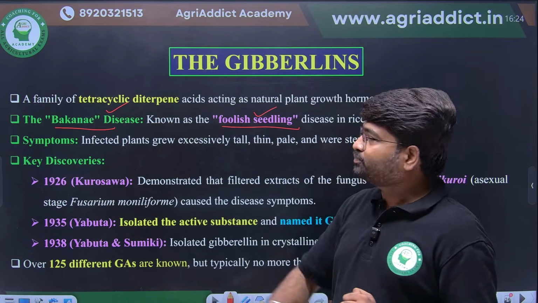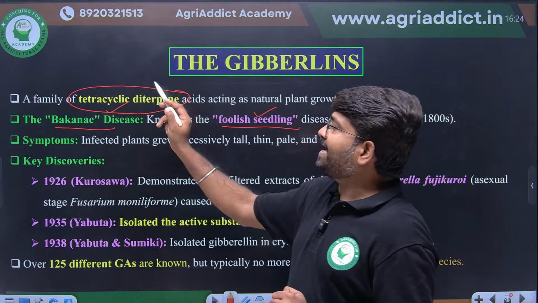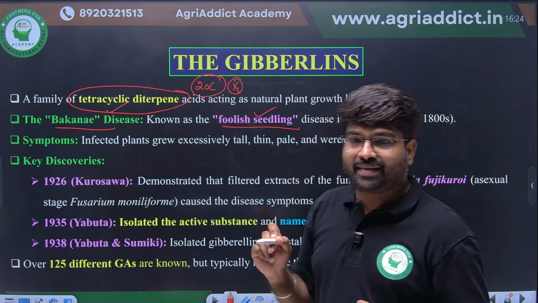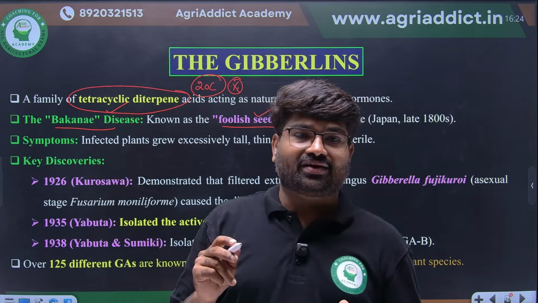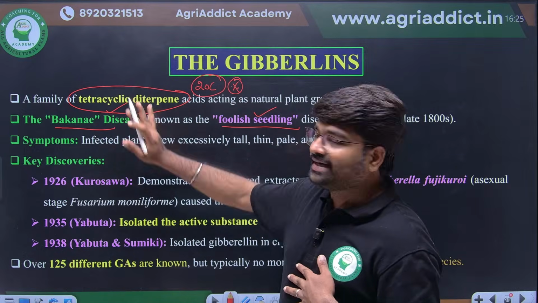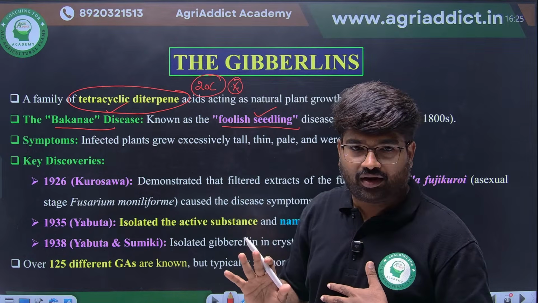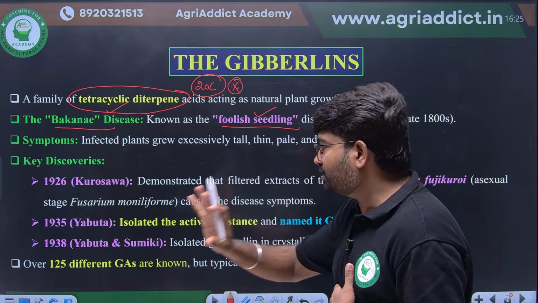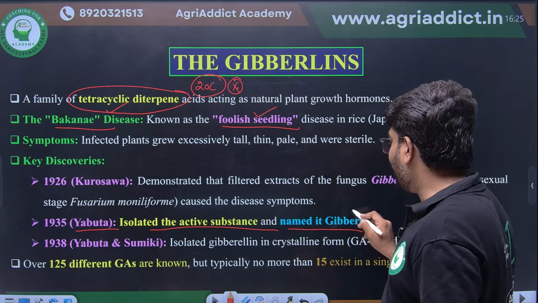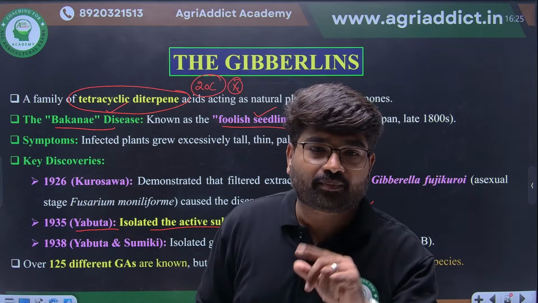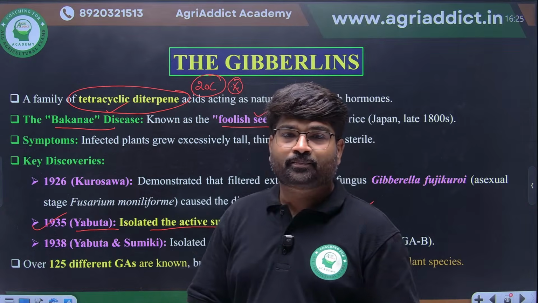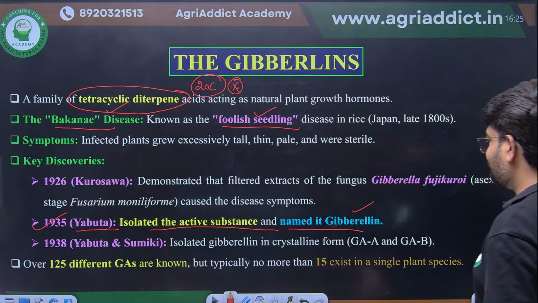Another most important thing: gibberellin is a tetracyclic diterpene, that is, a 20 carbon compound. They have asked this one time, what are the different hormones and the nature of the hormone, whether it is a diterpene, tetraterpene, sesquiterpene, like that. So gibberellin is a diterpene molecule, containing 20 carbons. From the key discovery, what you have to remember is that Yabuta is the person who isolated the active substance and named it gibberellin. This they asked one time.